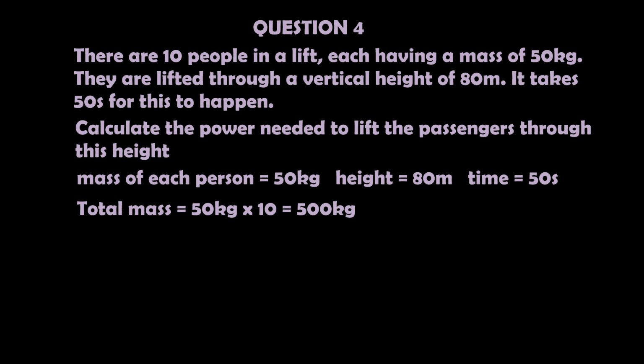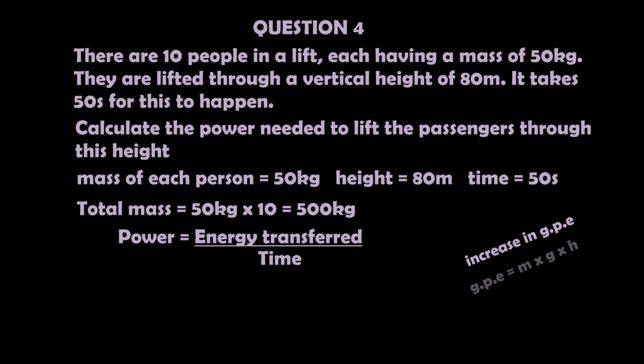The total mass is going to be 50 kg times 10, which will give us 500 kilograms. Now, power can be expressed as energy transferred over time. And the energy change here is an increase in gravitational potential energy because they are raised to a certain height. Gravitational potential energy is given as mass times gravitational field strength times height.